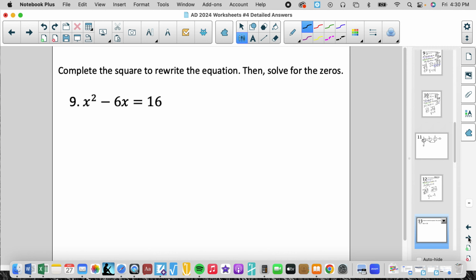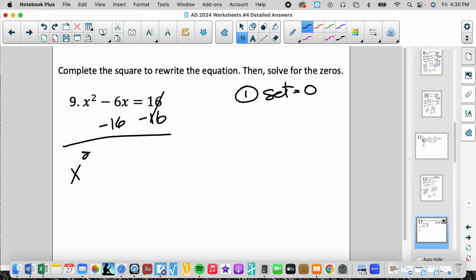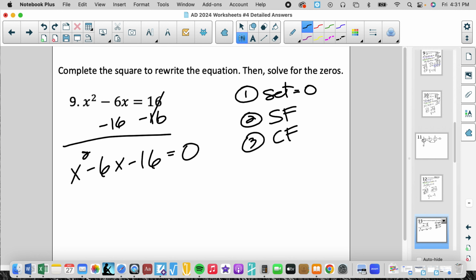All right, now I told you it was coming, set equal to 0. So we have to get rid of that 16 on the right side. So we would subtract 16 to get rid of it. And we get x squared minus 6x minus 16 equals 0. Notice on the left I put it in standard form. Is it in standard form? Yes. Oh, 2 is standard form, sorry. 3 is common factor. Is there a common factor? Nope. 4 would be special case. Is it the difference of squares or binomial square?